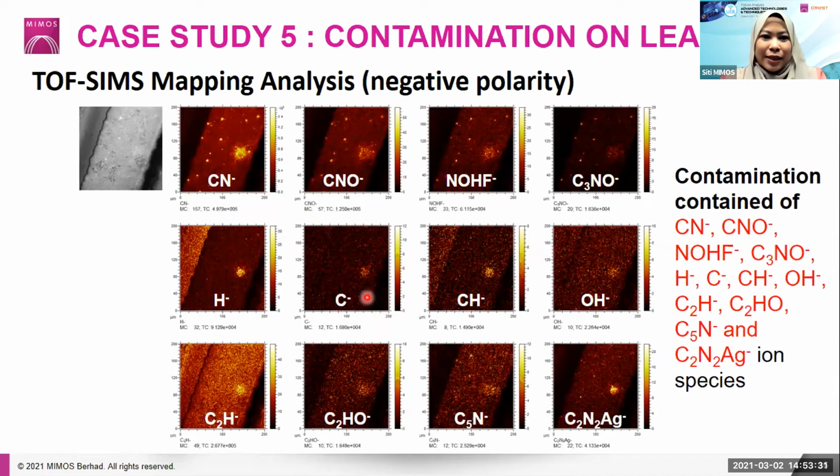Okay, so this is the outcome from TOF-SIMS mapping analysis conducted in negative polarity. So how to read this data? Basically from here, we can see that there are some spots with higher intensity. So it actually indicates that for that particular area, we have high counts of that ion signal.